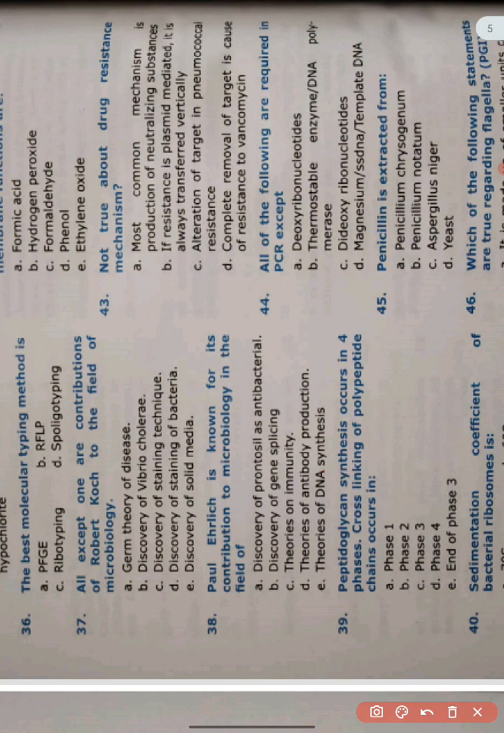All except one are contributions of Robert Koch to the field of microbiology. So, what is that? A germ theory of disease.